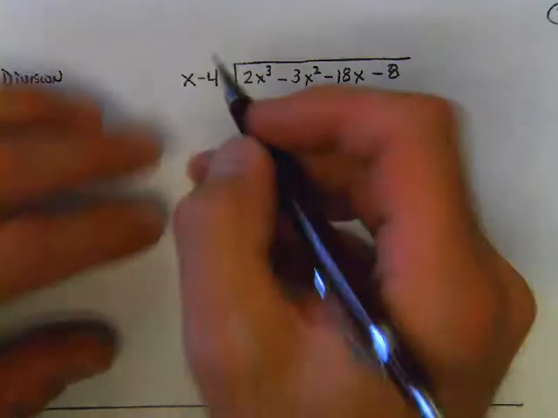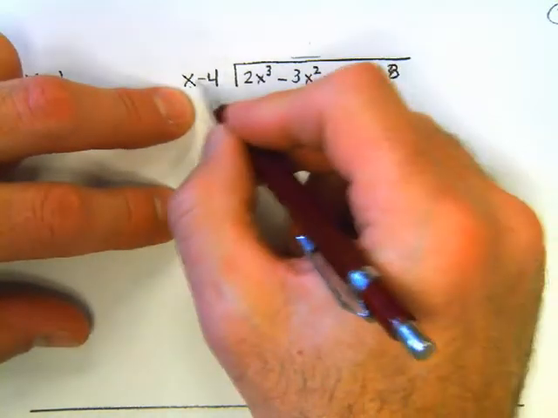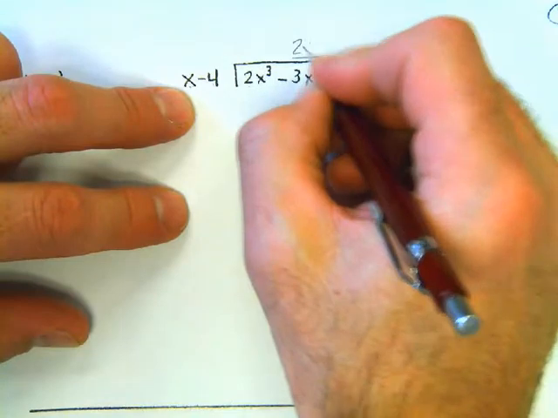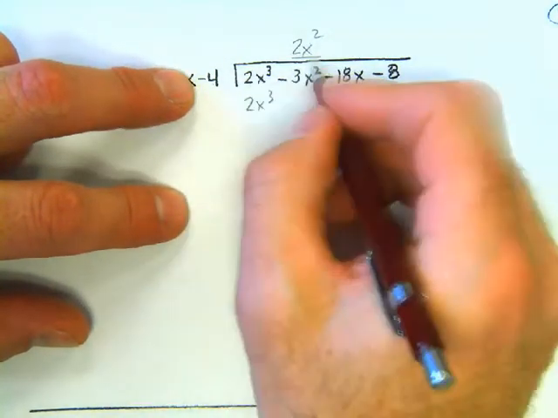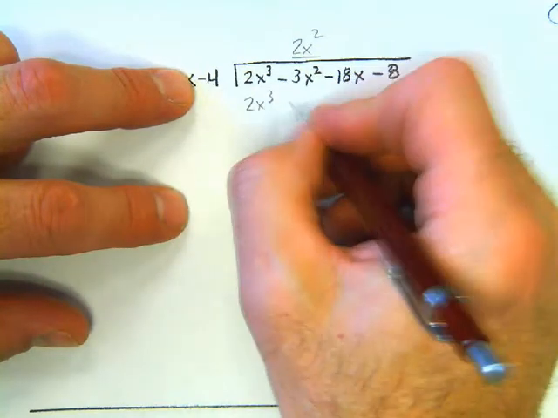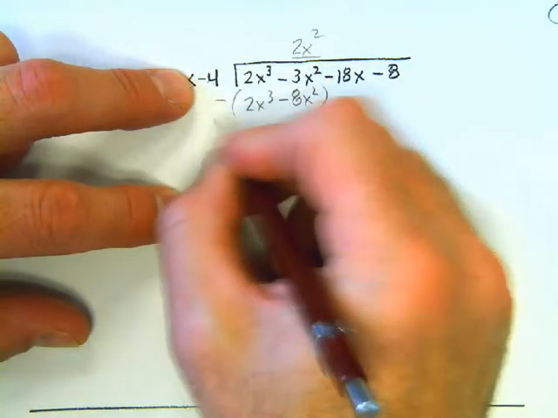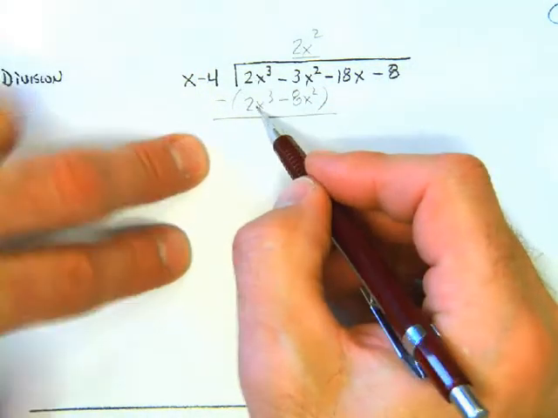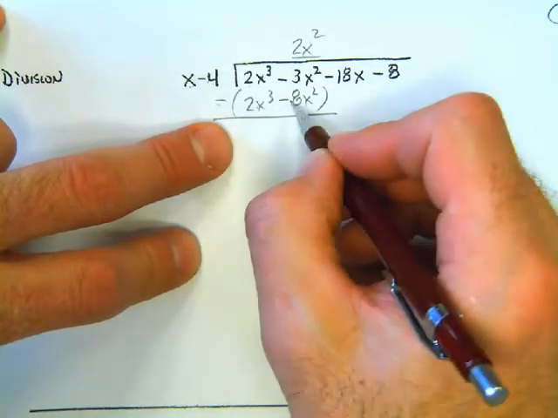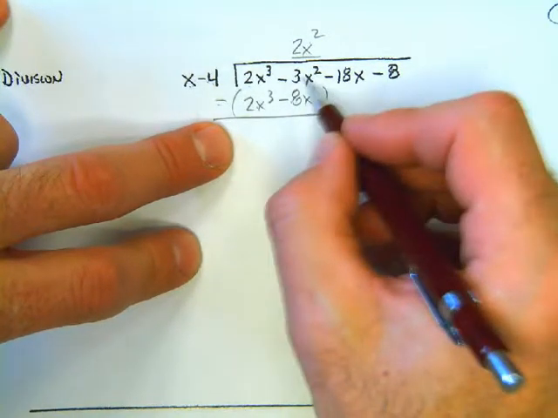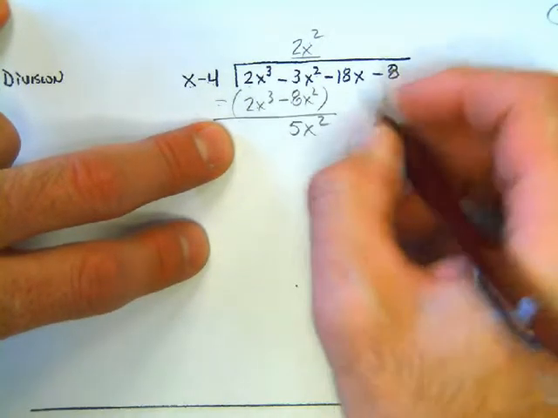Alright, here we go. Linear, binomial, 2 terms. We go 2 terms over. What times x equals 2x cubed? 2x squared times x is 2x cubed. 2x squared times negative 4 is negative 8x squared. Parentheses and subtract. The 2x cubes cancel. Negative 3x squared minus a minus is positive. So negative 3x squared plus 8x squared is 5x squared.